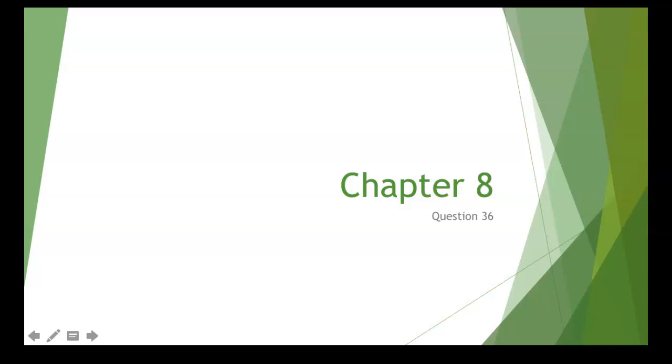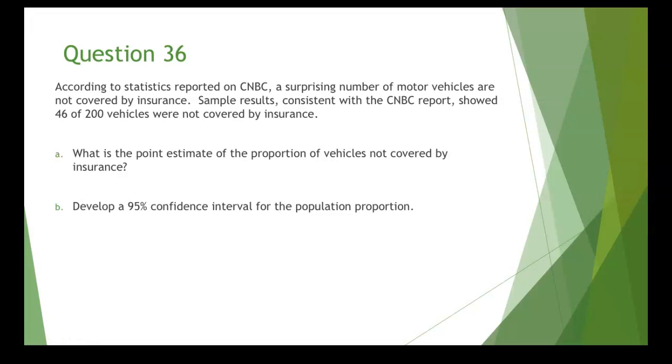Let's work through question 36 in chapter 8. The question says, according to statistics reported on CNBC, a surprising number of motor vehicles are not covered by insurance. Sample results consistent with the CNBC report showed 46 of 200 vehicles were not covered by insurance. There's two parts to this problem.